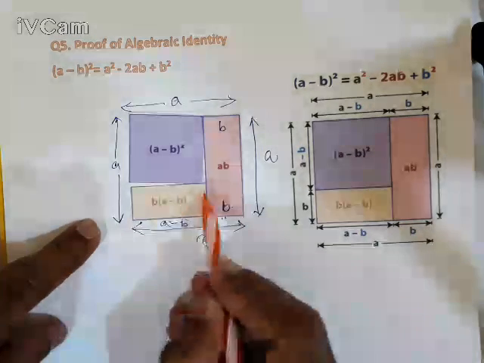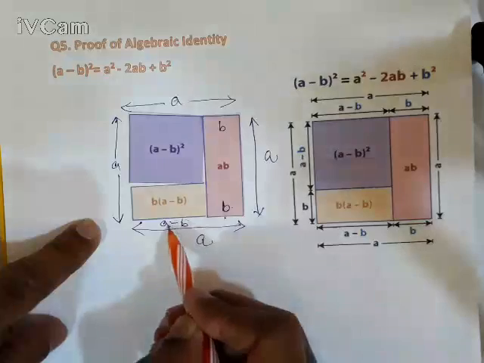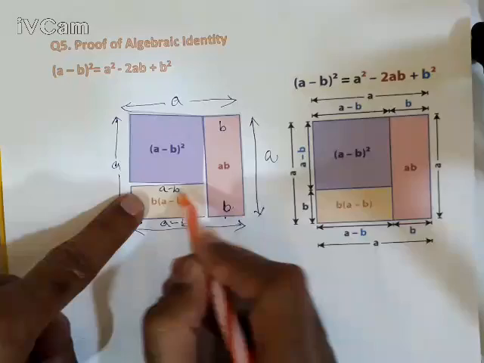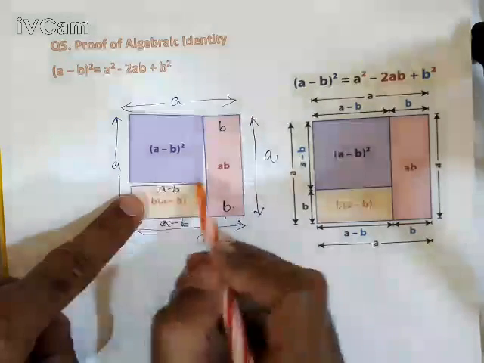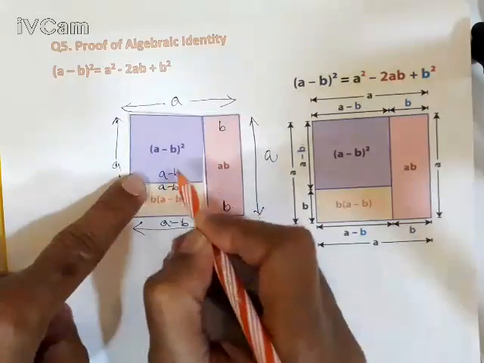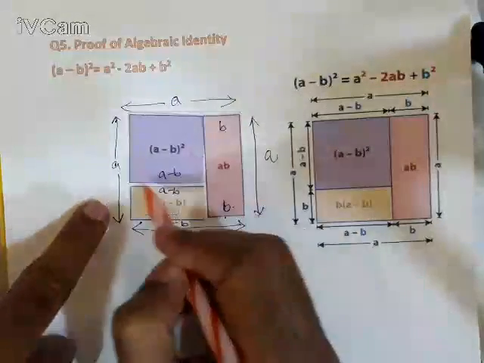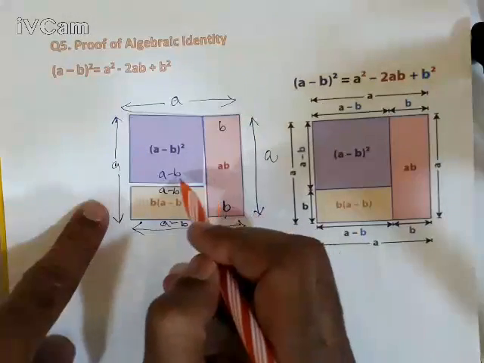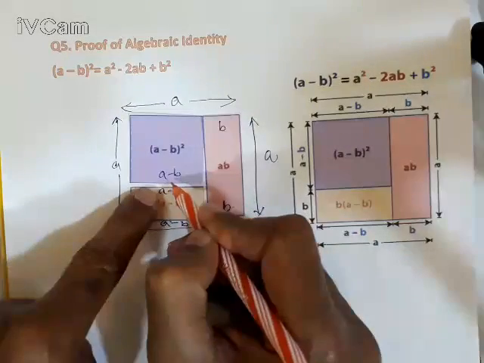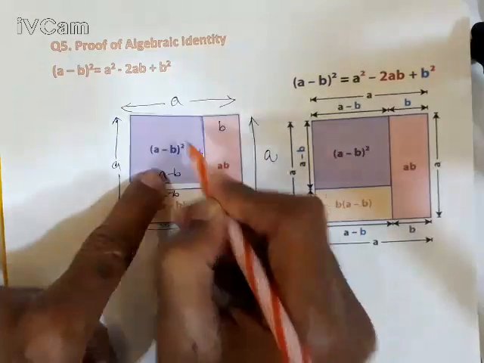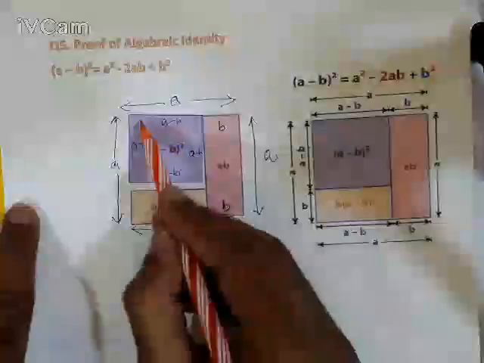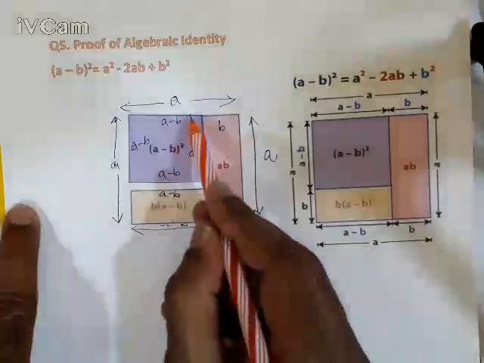And we know that this small shape is a rectangle. So if this one is a minus b, obviously this side is a minus b, and this rectangle has the same length as the square length, so it is also a minus b. And we know that this complete smaller shape of this portion is a square, so if one of its sides is a minus b, obviously this is also a minus b, this one is also a minus b, and this one is also a minus b. So all the sides of this small square are a minus b.